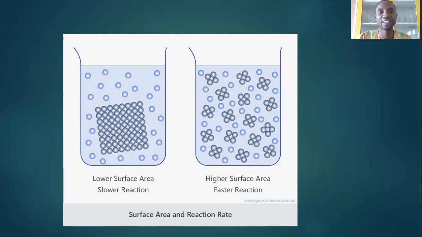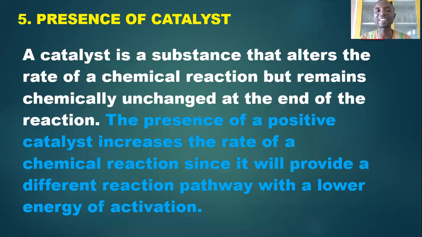Next one is presence of catalyst. A catalyst is a substance that alters the rate of chemical reaction, but remains chemically unchanged at the end of the reaction. The presence of a catalyst increases the rate of chemical reaction, since it provides a different reaction pathway with a lower activation energy. If a catalyst is added to a chemical reaction, it lowers the activation energy, so formation of new product will be faster. So presence of catalyst affects the rate of chemical reaction.